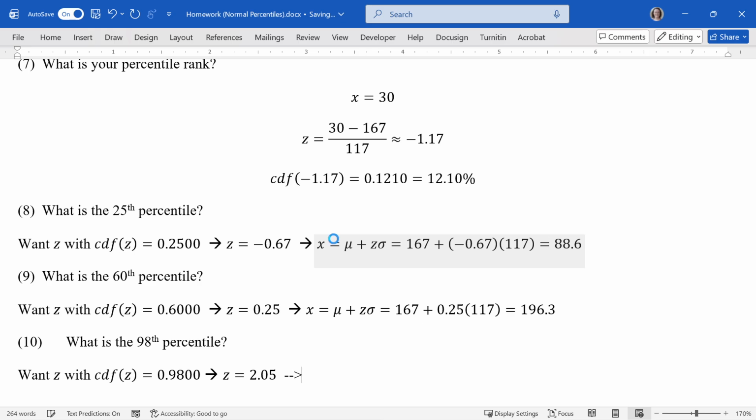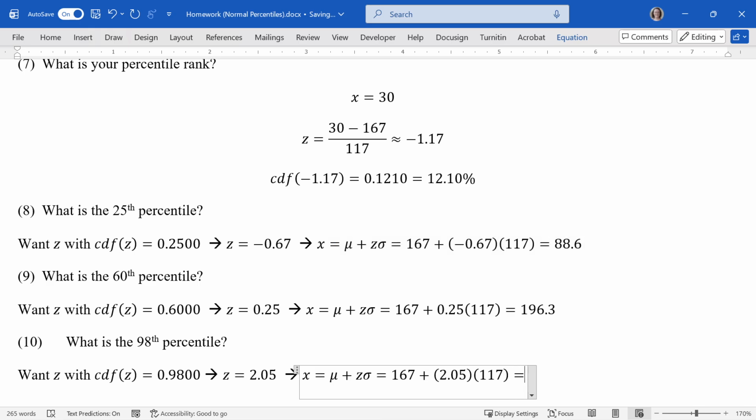I can convert that to a data value with this formula. So I start at the mean, and I go up z standard deviations, 167 plus 2.05 times 117, and put that in a calculator. And I'm getting 406.9. That's a lot of minutes to spend watching videos.